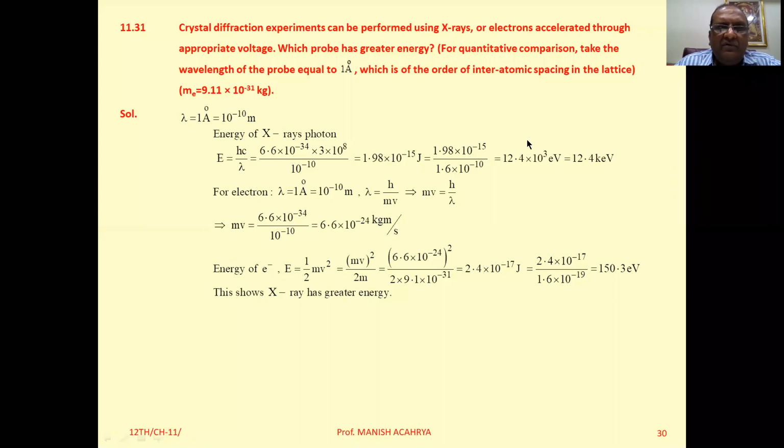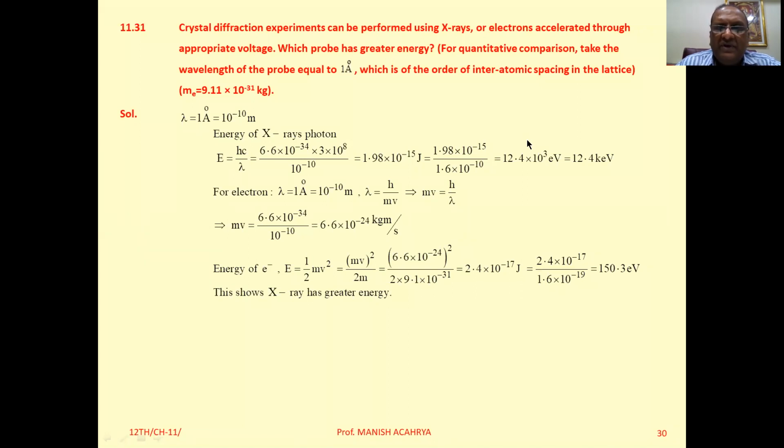Now example 11.31. Crystal diffraction experiments can be performed using X-rays or electrons accelerated through appropriate voltage. Which probe has greater energy? For quantitative comparison, take the wavelength of the probe equal to 1 angstrom, which is of the order of interatomic spacing in the lattice. Mass of electron is given to you.